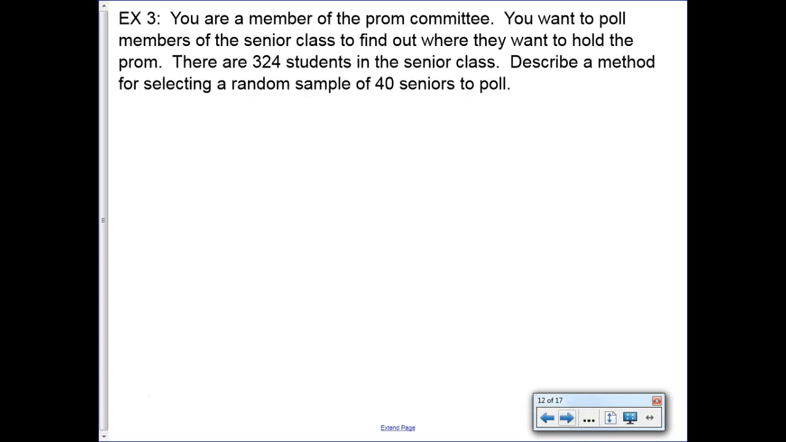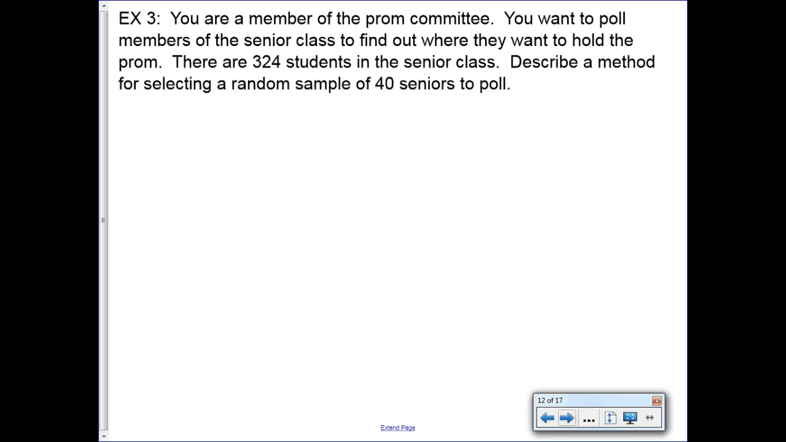Here's another one for you to try. You're a member of the prom committee. You want to poll members of the senior class to find out where they want to hold the prom. There are 324 students in the senior class. Describe a method for selecting a random sample of 40 seniors to poll.